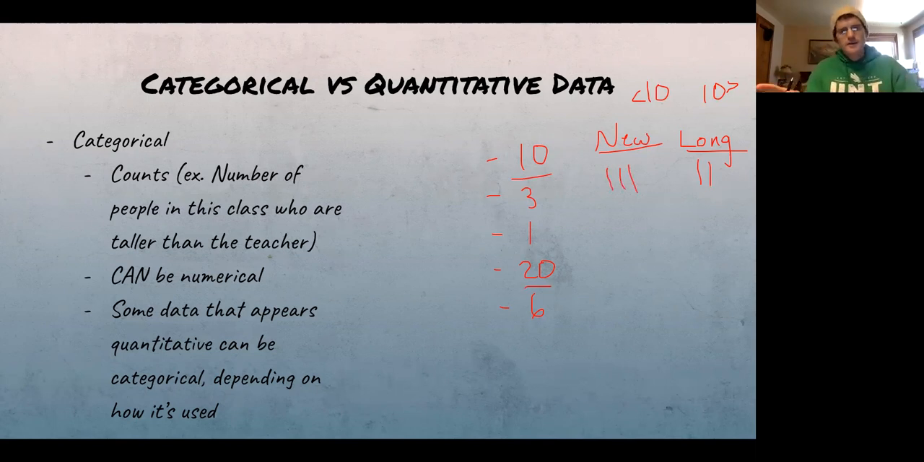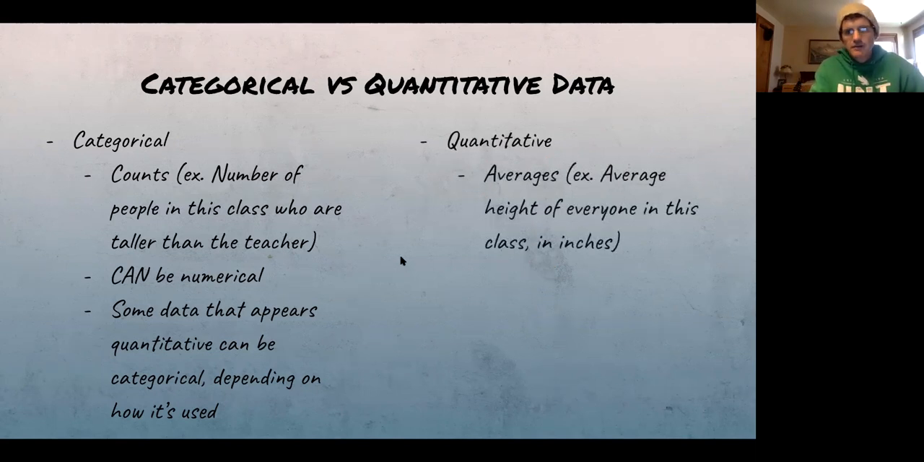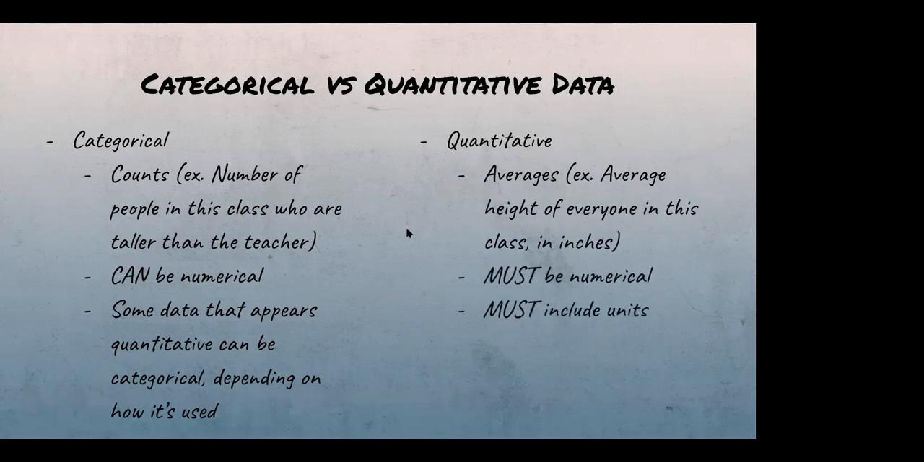So I'm throwing all this stuff out at the beginning, but in the specific context we get to later, you're going to have to figure out, is it categorical or quantitative? And that will determine what kind of tests are appropriate and things like that. Quantitative data is all about averages. If it makes sense to average the data that you have, then you're looking at quantitative. It must be numerical, and it must include.